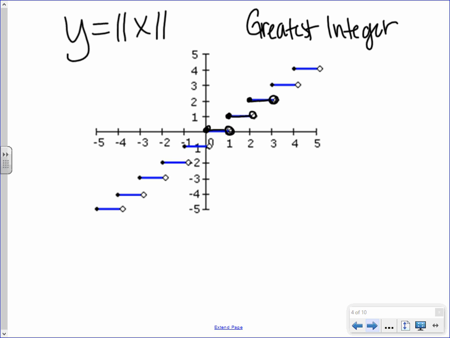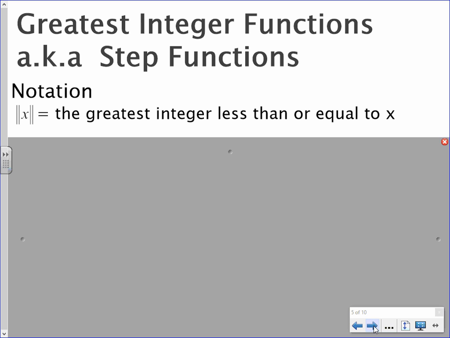Okay. So when you see that symbol, it kind of looks like the double absolute value, right? When you see that symbol, this is what it means. It means the greatest integer less than or equal to x. Write that down, and then we're going to think about it. The greatest integer less than or equal to x. I'm going to switch back to the graph 2 here pretty soon.